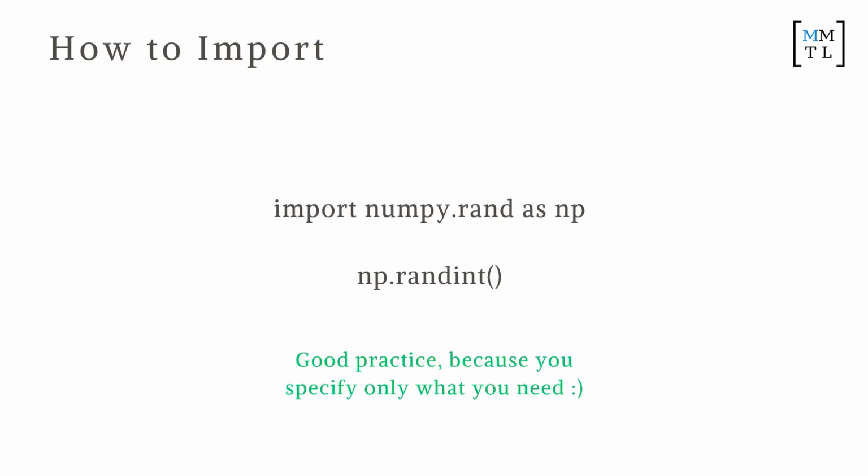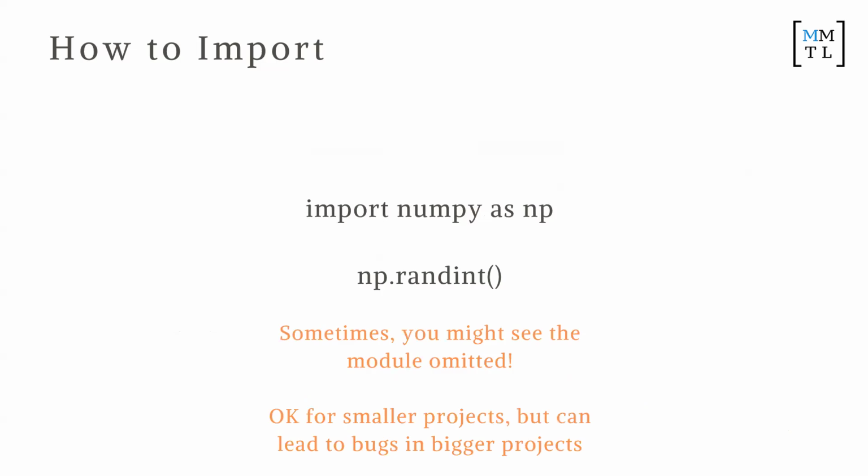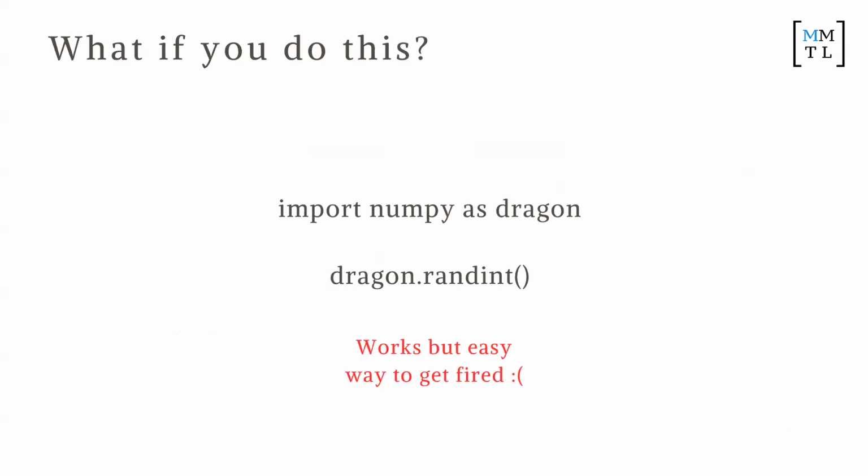So in this case, we have numpy.random.randint. It's often good practice to specify the submodule, but you might sometimes see import numpy as NP, meaning that you've imported the entire library and then you call a specific function. Okay, and let's go through why that might be bad. But before that, I've also seen this, which is sometimes funny, but might get you fired: you import NumPy as something completely different, like Dragon, right? And then you write Dragon dot random. That is going to work, but it's also going to get you fired because no one is going to know what Dragon is when they're looking at your code, okay?